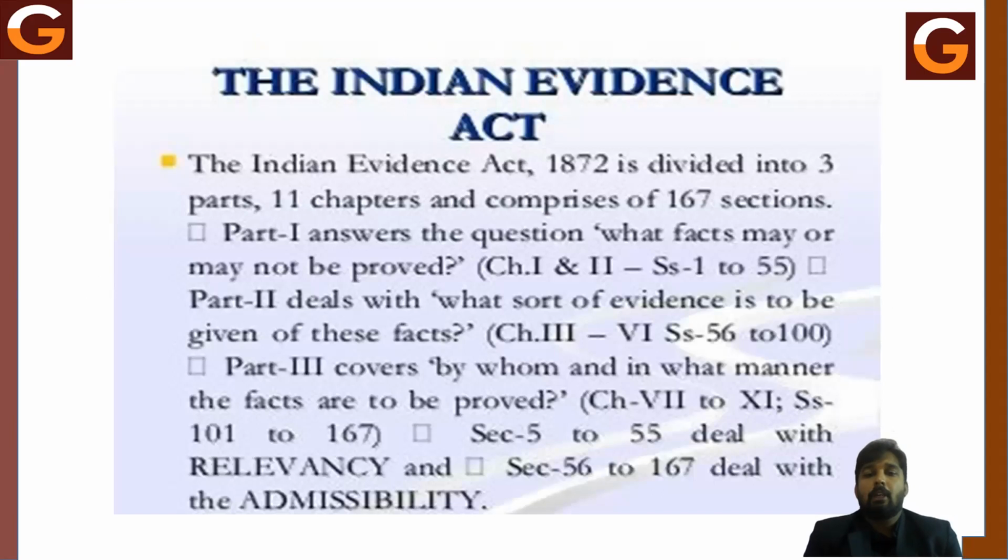So here, when we look into the oral chapters, like how the Indian Evidence Act has been divided: the Indian Evidence Act has been divided into three parts, and together 11 chapters are there, which comprise 167 sections according to the various types of evidence that have to be dealt with. So part one answers the question what facts may or may not be proved. Part one, out of the three parts, basically deals with facts related to whether they can be proved or not.